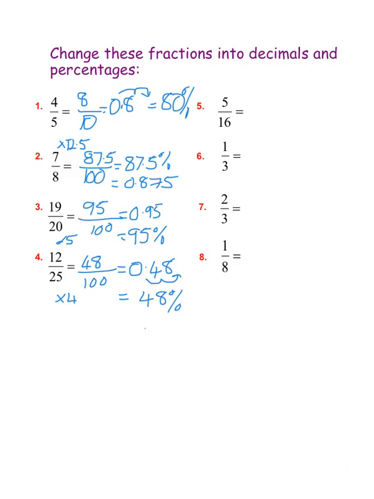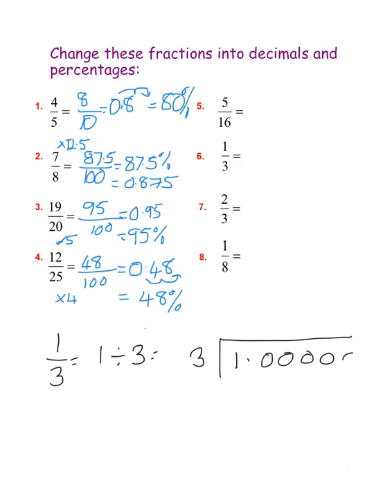Taking question 6, I have 1/3, which is 1 divided by 3. Using the bus stop method, I can say 1 divided by 3, add a decimal point and some zeros afterwards. So let's work through it now. 3 into 1 doesn't go, 0, carry the 1. 3 into 10 goes 3 times, carry the 1.